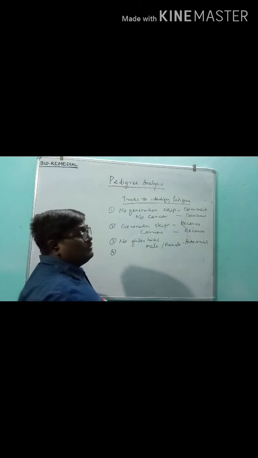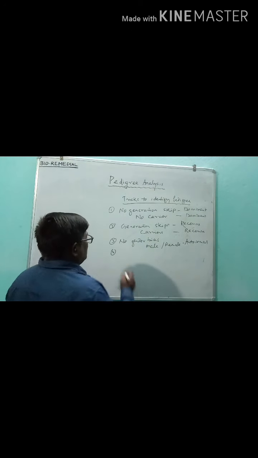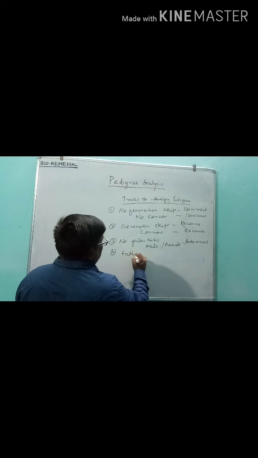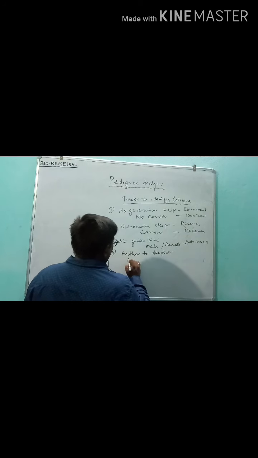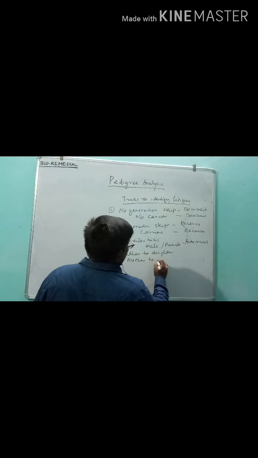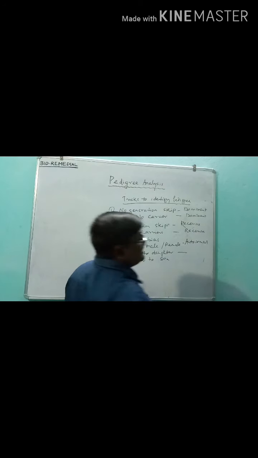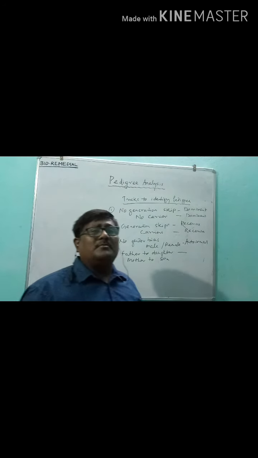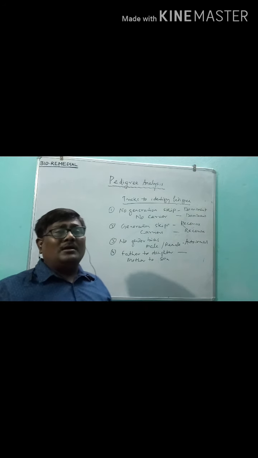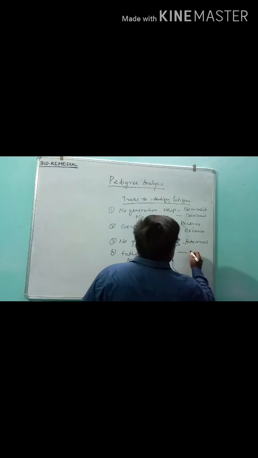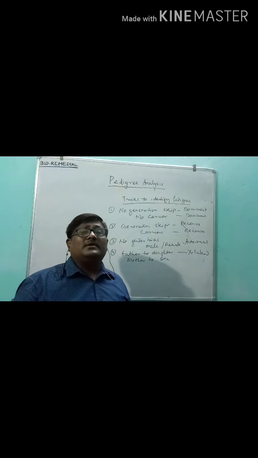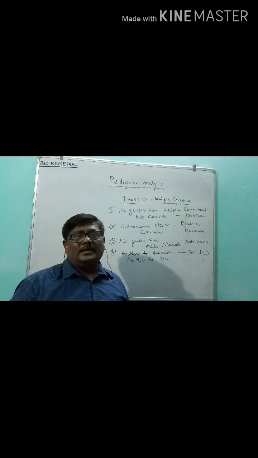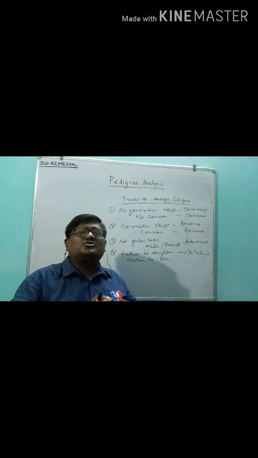The fourth one: how can we know X-linked? If the disease is transferred from father to daughter and mother to son, if the pattern you observe is from father to daughter and mother to son, then it is X-linked. So this is a very easy way to crack any pedigree analysis, to solve almost any pedigree.